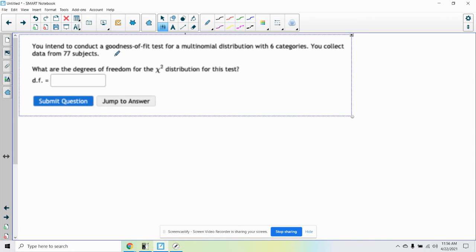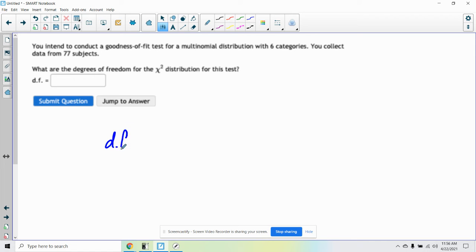Okay. You intend to conduct a goodness of fit test for multinomial distribution with 6 categories. Degrees of freedom is always equal to the number of categories minus 1. So if you have 6 categories, degrees of freedom is 5. That's it. That's from the notes, the PowerPoint notes.